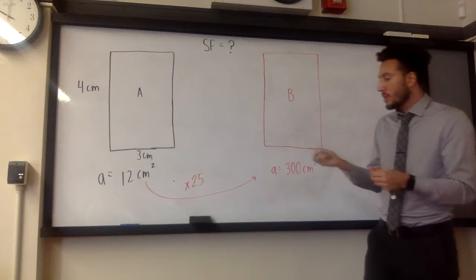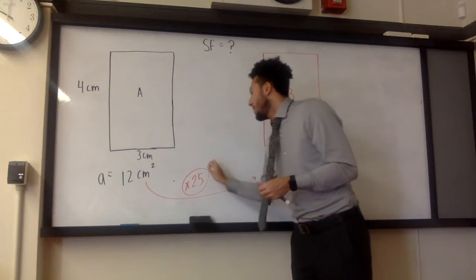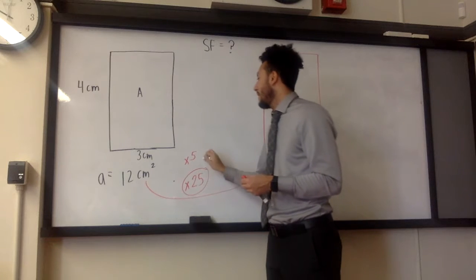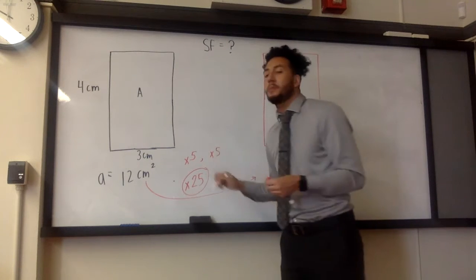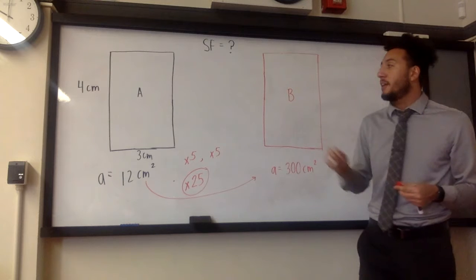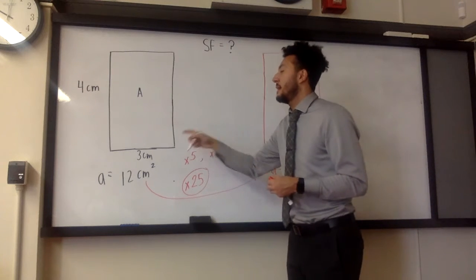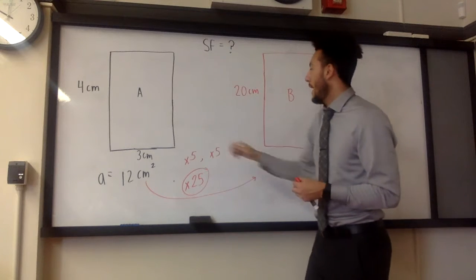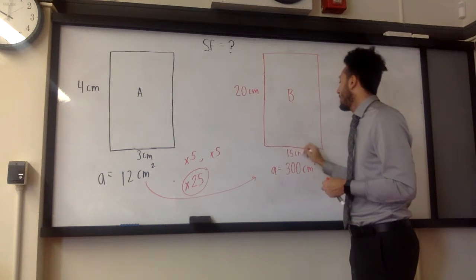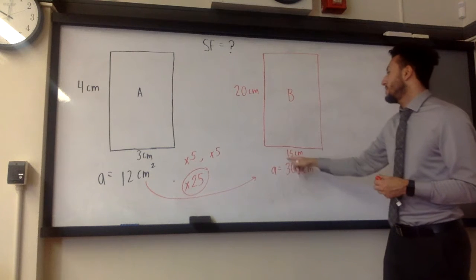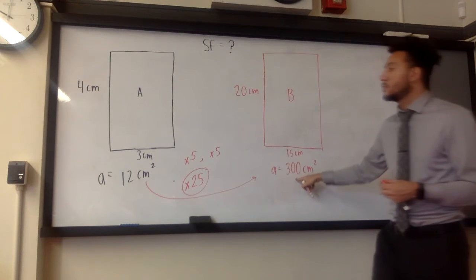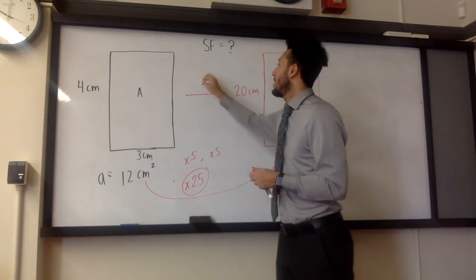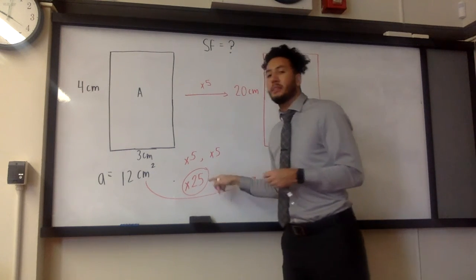You may have noticed that to get to times 25, you can do multiplying by 5 and then followed by multiplying by 5. In other words, multiplying by 5 twice. If I multiply each one of my side lengths by 5, we'll get to 20 centimeters on this side and 15 centimeters for my width in rectangle B. 20 times 15 will get me to that 300 centimeters, which is why our scale factor, in fact, is 5 and not 25.